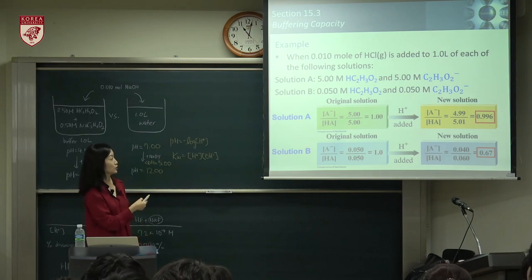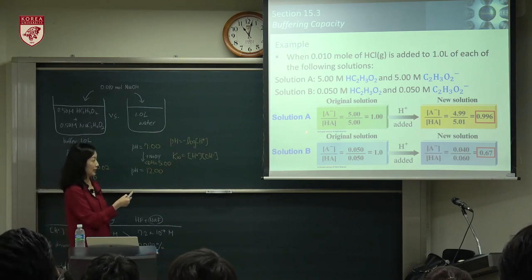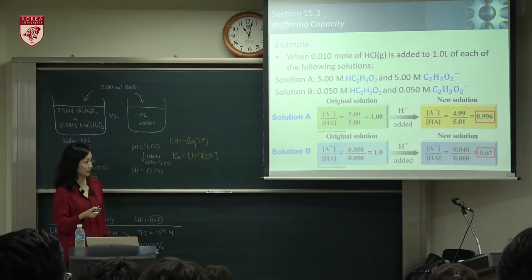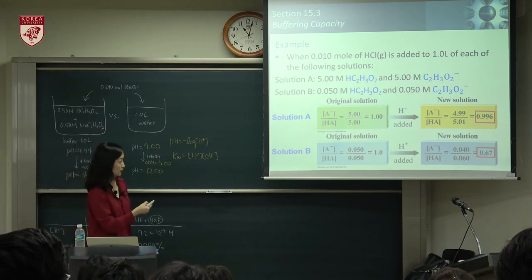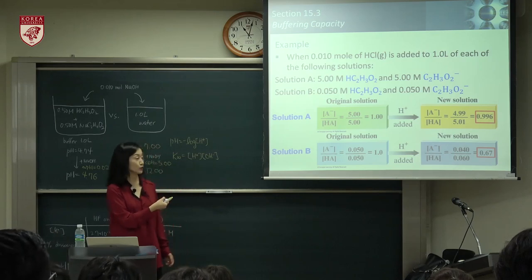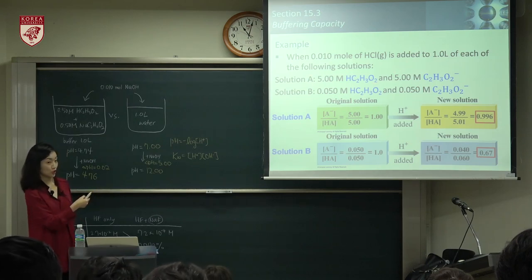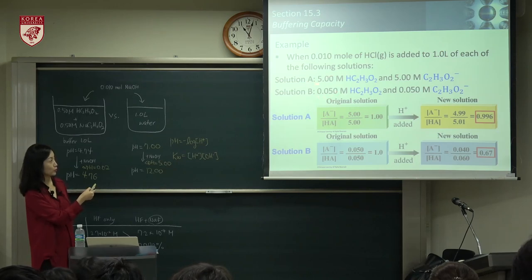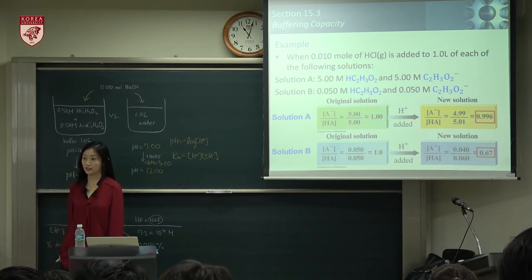Which one produces a larger change? Solution B, right? So which one then has a larger buffering capacity? Is it solution A or solution B? Buffering capacity refers to the amount of H plus and or OH minus the buffer can absorb without changing the pH significantly. So solution A has a larger buffering capacity. The buffering capacity is determined by the magnitudes of the buffering components. In solution A we have 5 molar, and in solution B we have 0.05. So the one that has a larger amount of the buffering components has a larger buffering capacity.